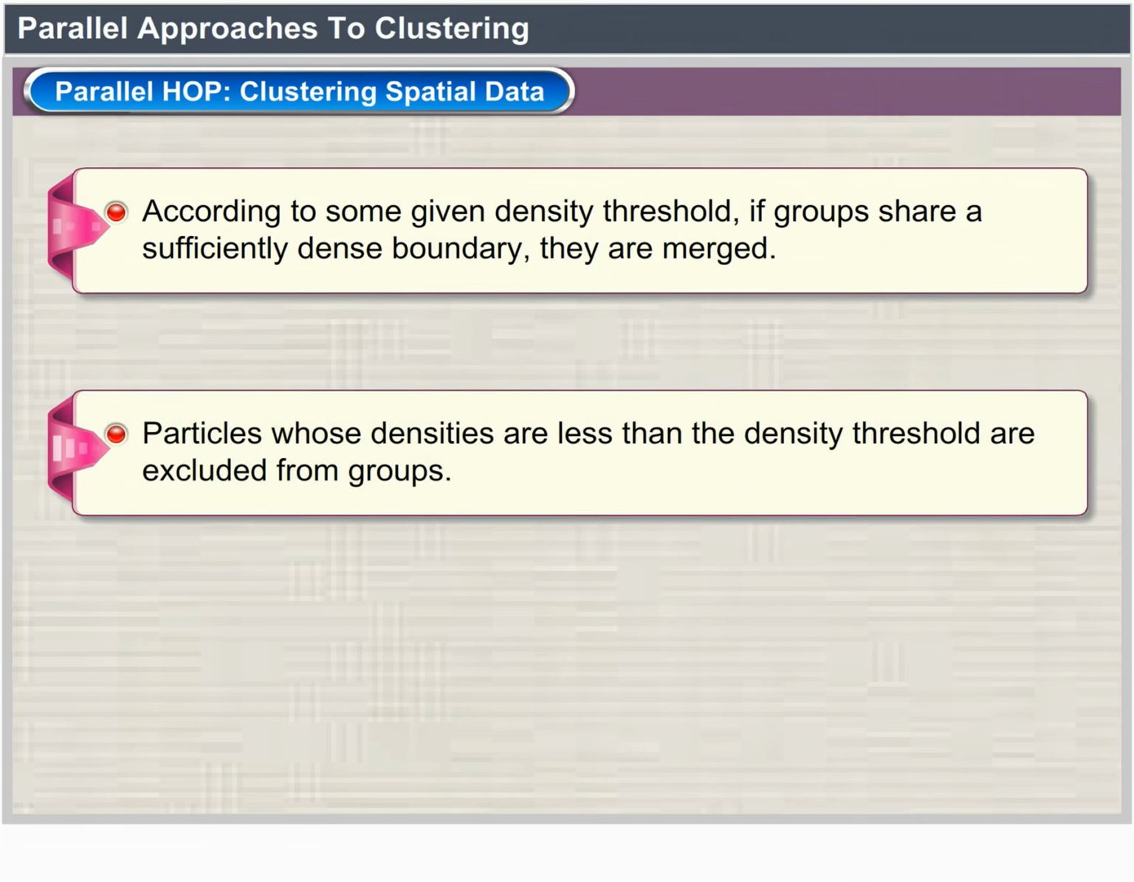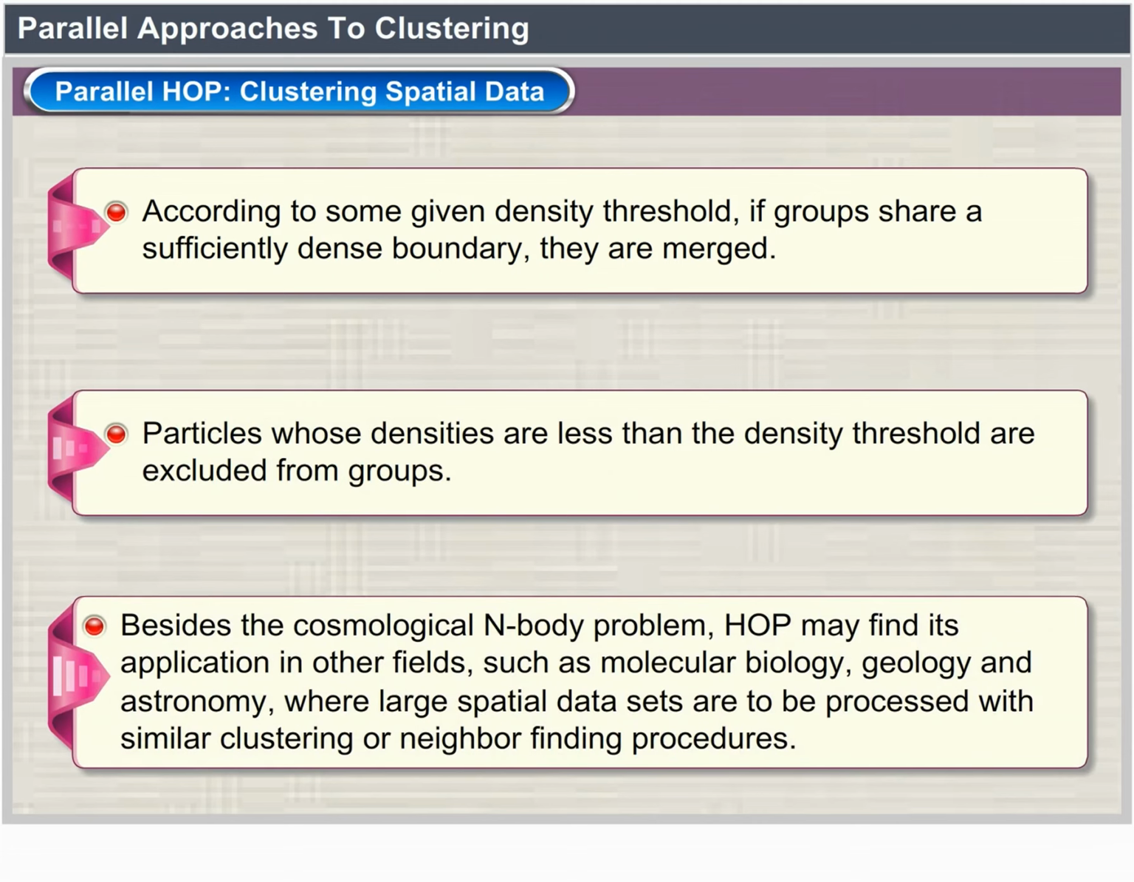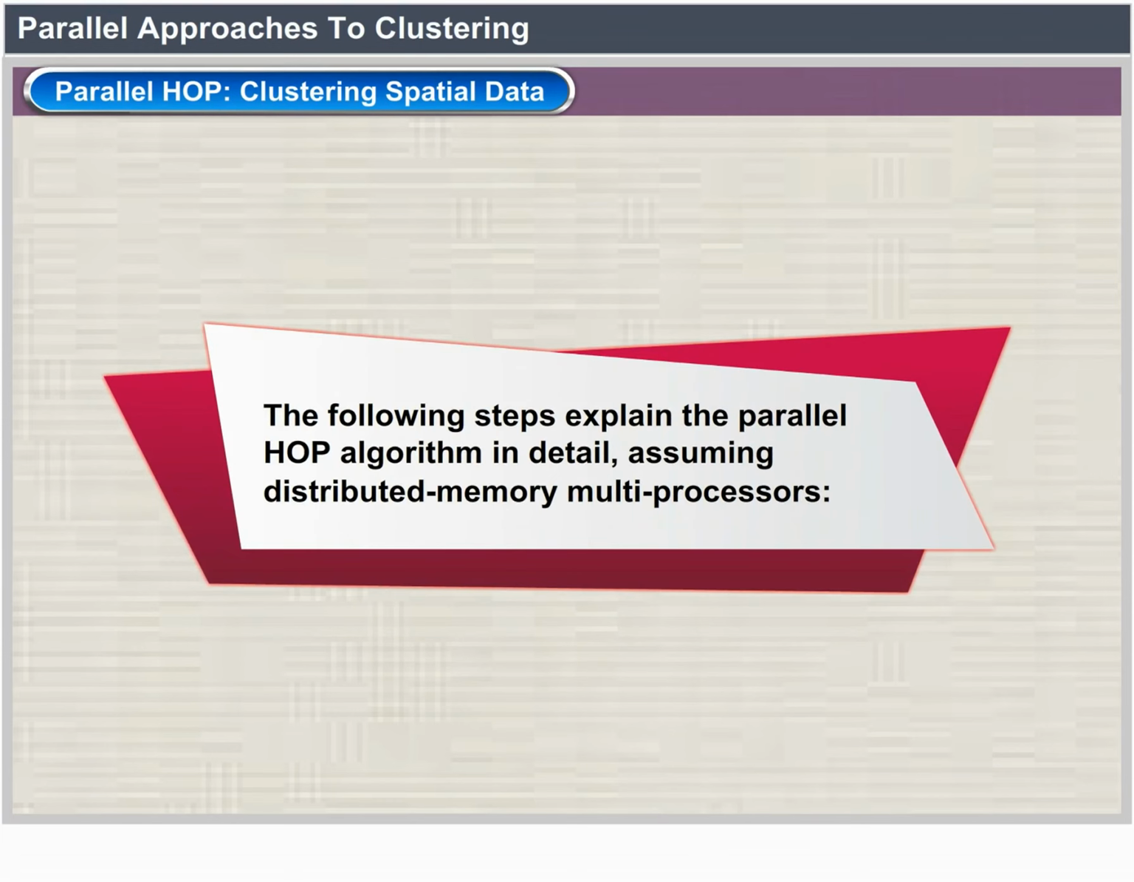Besides the cosmological N-body problem, HOP may find its application in other fields, such as molecular biology, geology, and astronomy, where large spatial data sets are to be processed with similar clustering or neighbor-finding procedures. To parallelize the HOP clustering process, the key idea is to distribute the data particles across all processes evenly with proper data placement so that the workloads are balanced and communication cost for remote data access is minimized. The following steps explain the parallel HOP algorithm in detail, assuming distributed memory multiprocessors.